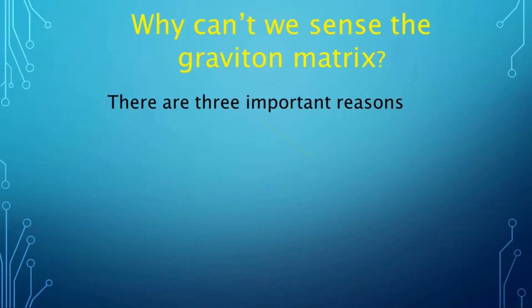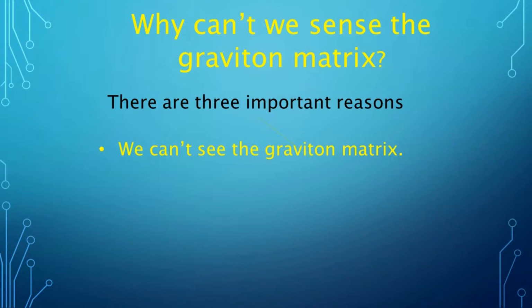At this point, you're probably wondering why we personally can't detect the gravitons if our bodies and the area around us contain a vast number in every square centimeter. There are three important reasons why we can't sense the graviton matrix. First, we can't see them because all the gravitons in 1 cubic meter would weigh less than 1 electron. They would be far less visible than the air molecules that surround us.